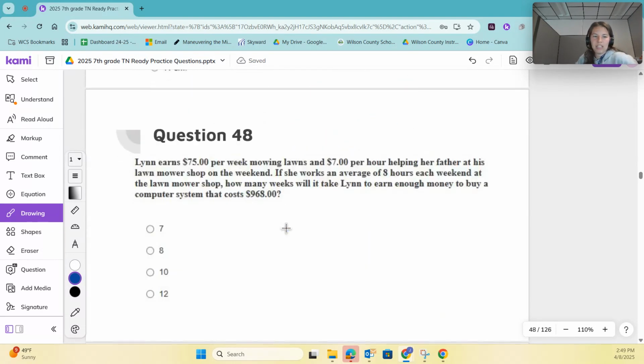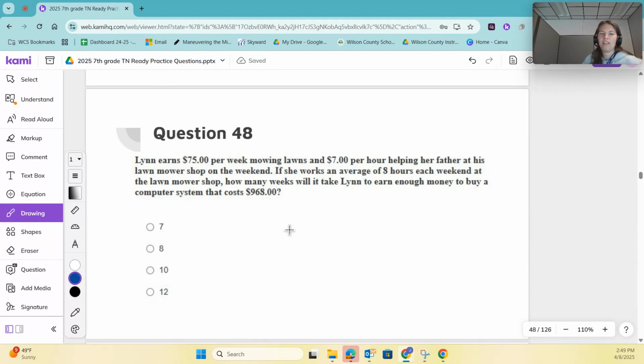Okay, last one, question 48. Lynn earns $75 per week mowing lawns and $7 per hour helping her father at his lawnmower shop on the weekends. If she works an average of 8 hours each weekend at the lawnmower shop, how many weeks will it take Lynn to earn enough money to buy a computer system that costs $968? Well, if she works $7 an hour for 8 hours, that's going to be $56 in addition to the $75 she earns mowing.